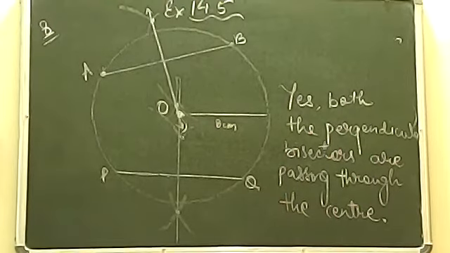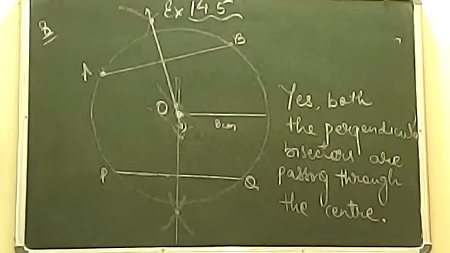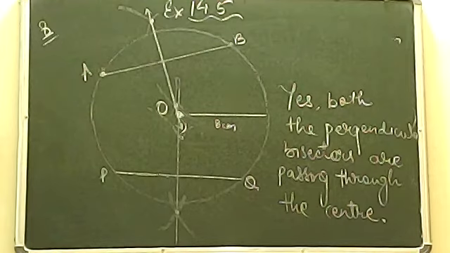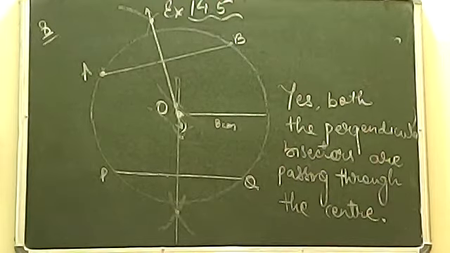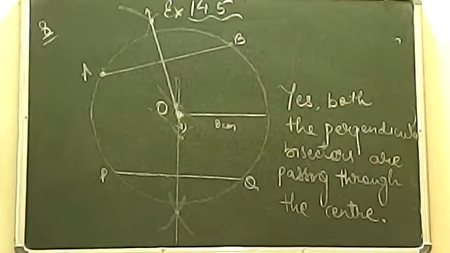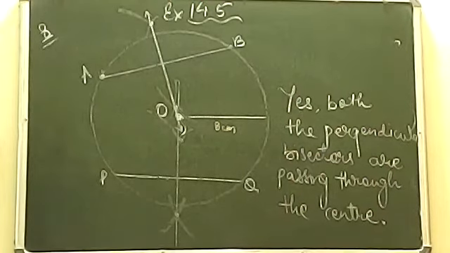Let me speak once again what I did. First of all, I have made the circle. After making the circle, I have made two chords. After making two chords, I have drawn the perpendicular bisector of both the chords one by one. First, I took the perpendicular bisector of PQ, and then I took the perpendicular bisector of AB, and I have seen whether both the perpendicular bisectors are passing through the center or not. If they are passing through the center, it means your diagram is correct.